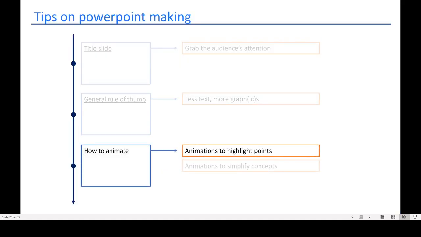So less text, more graphics is one principle I definitely try to apply to any and every presentation I have to give. And next, I'll start showing you some simple animation tricks you can use right away to improve both the aesthetics and effectiveness of your presentation.